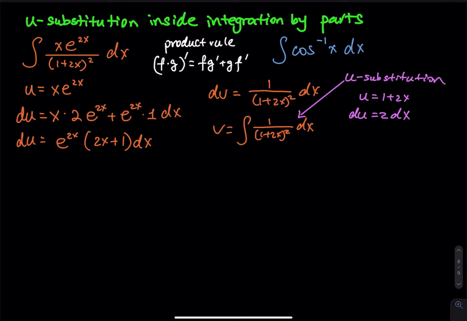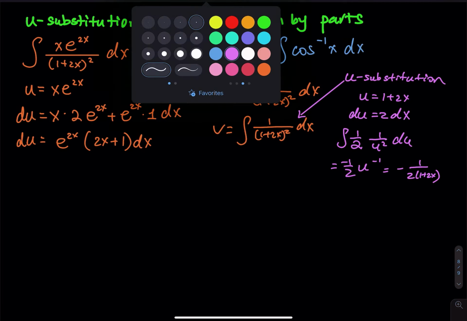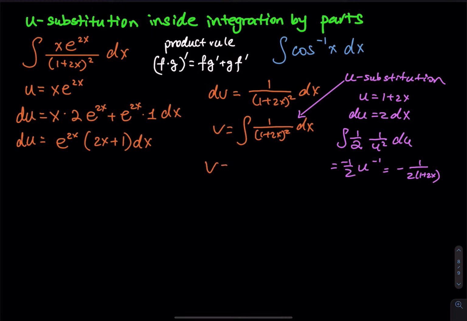And then the integral becomes the integral of 1 over 2, and then we have 1 over u squared du. All right, and then this is equal to 1/2 times the integral of u to the negative 2. So we bring the negative down, and then negative 2 plus 1 is negative 1. And then that is equal to negative 1 over 2 times u, right? So that is 1 plus 2x. So that is the result. So the v is equal to negative 1 divided by 2 times (1 plus 2x).